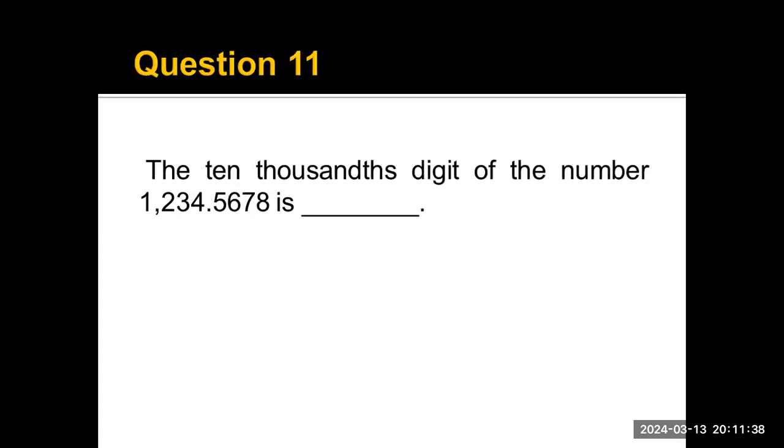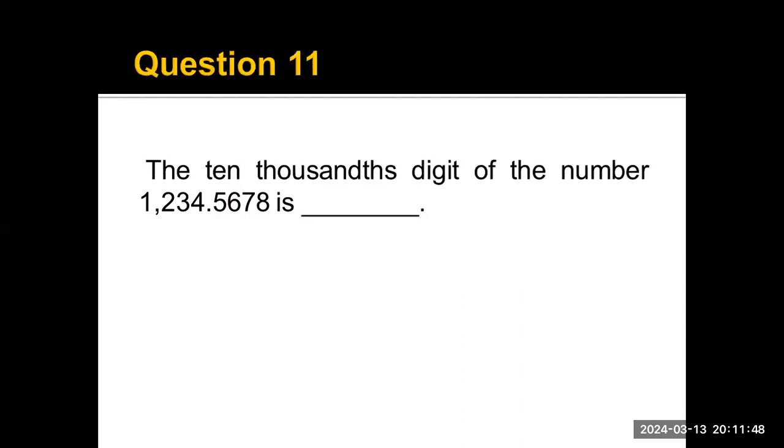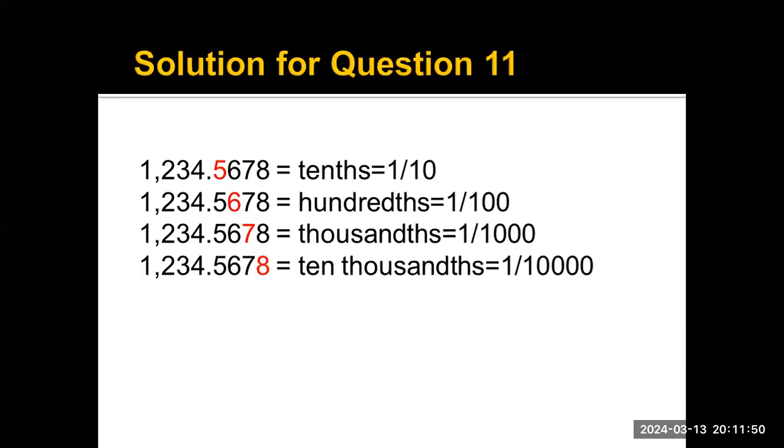Question number 11. The 10,000th digit of the number 1,234.5678 is, the answer is 8. You have to recall your elementary math. This was taught, I believe, by your elementary teacher back then.